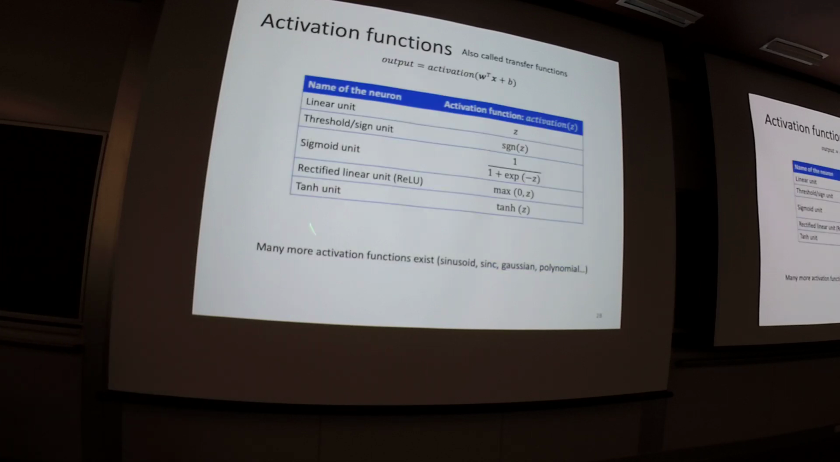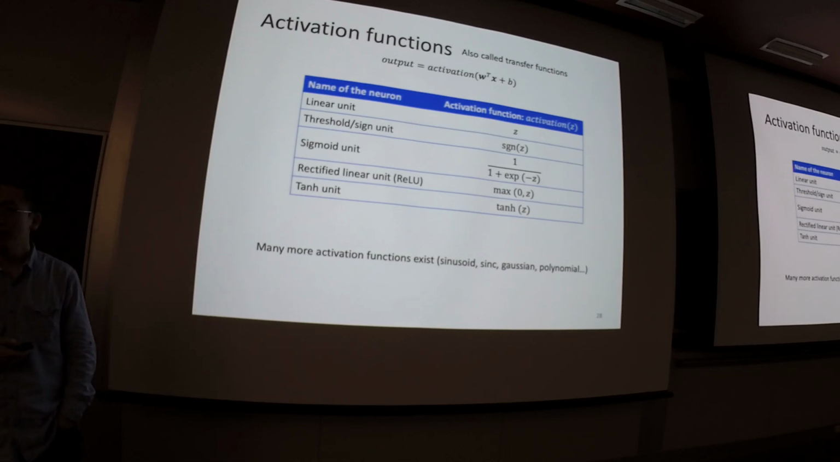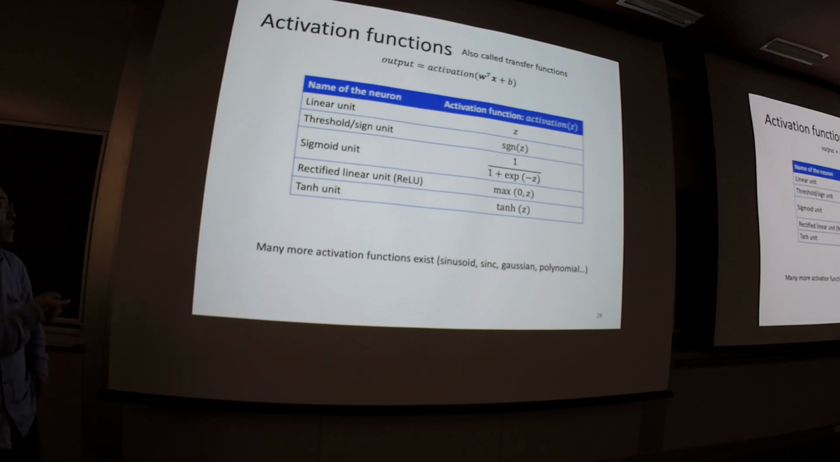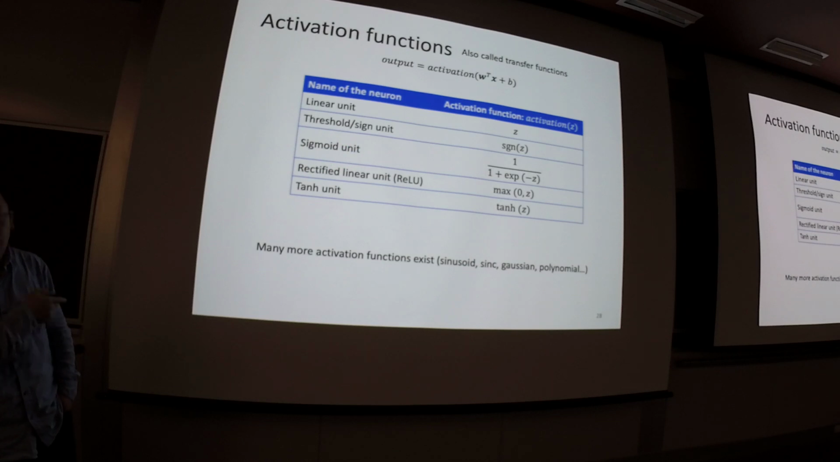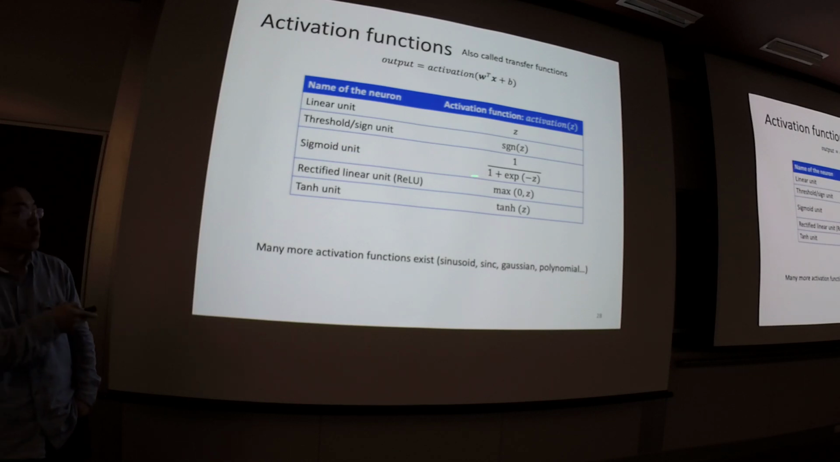But there are many other commonly used activation functions. For example, the linear unit. Linear units actually do nothing. Whatever your input is, that is your output. It's called a linear unit. And the thresholding unit is what we have just discussed. And a classical activation function is called the sigmoid unit. It's 1 over 1 plus exponential of minus z.